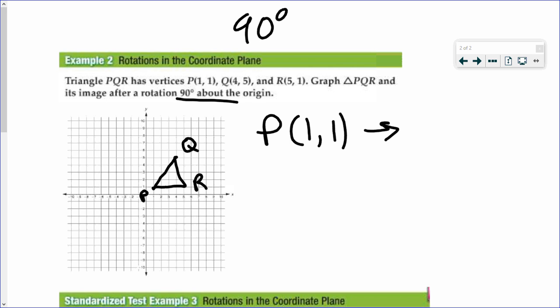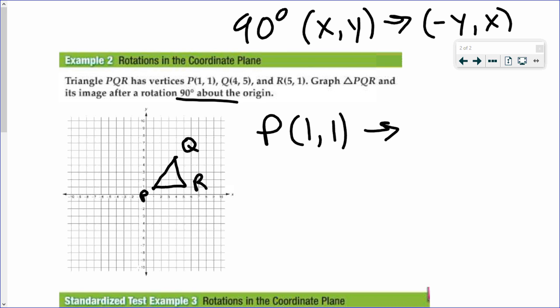A 90-degree rotation is the point (x, y) becomes the point (negative y, x). So we flip the ordered pair and change the sign. So this would become (negative 1, 1). The y value comes to the x place and we make it negative. So that's the point P prime, in prime notation. P prime would be (negative 1, 1). There's P prime.